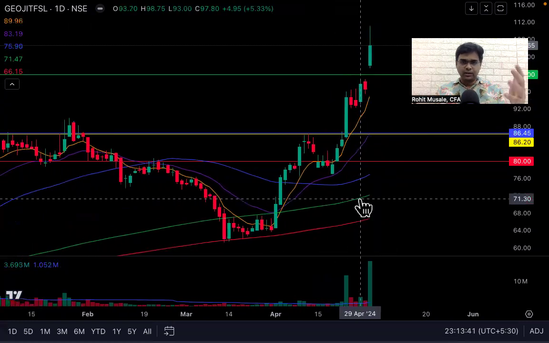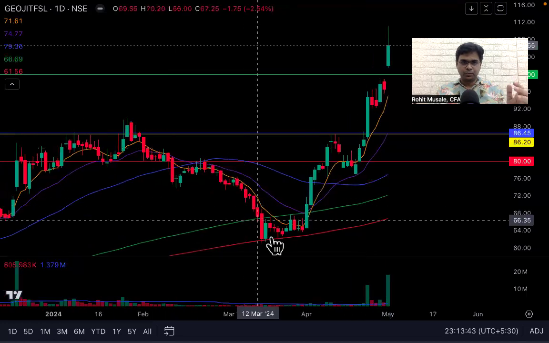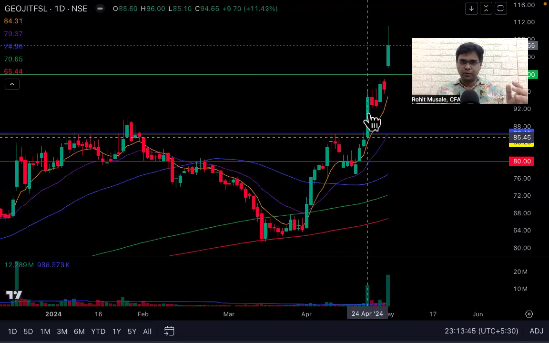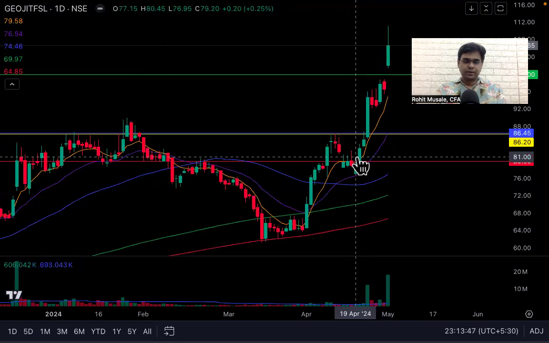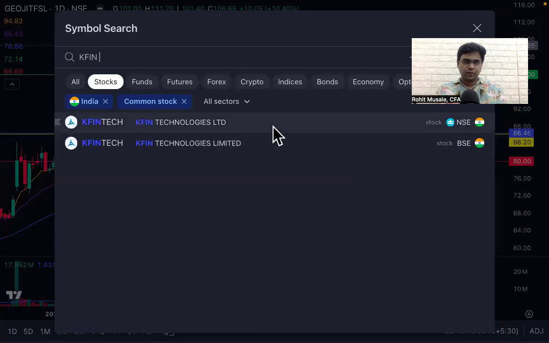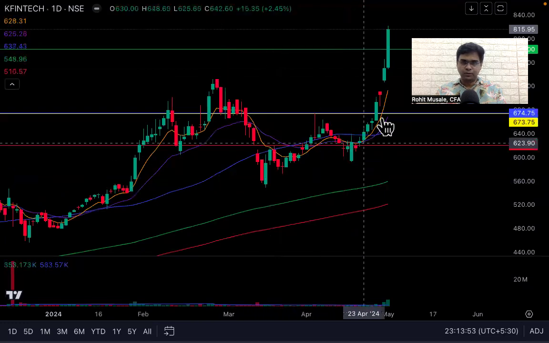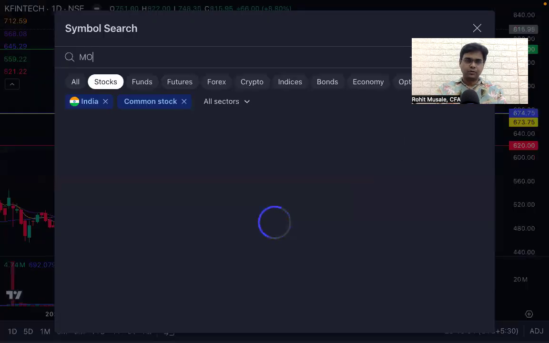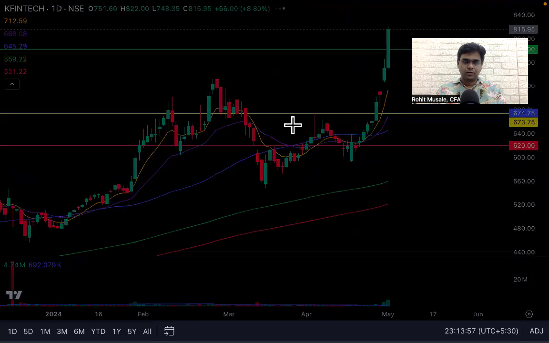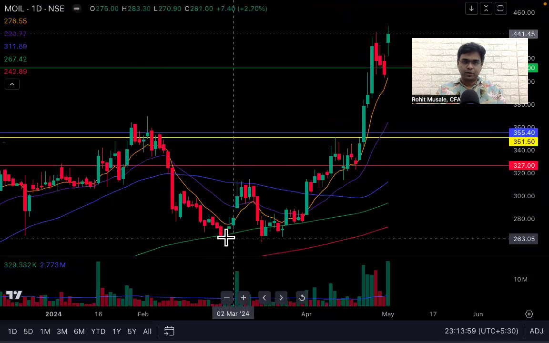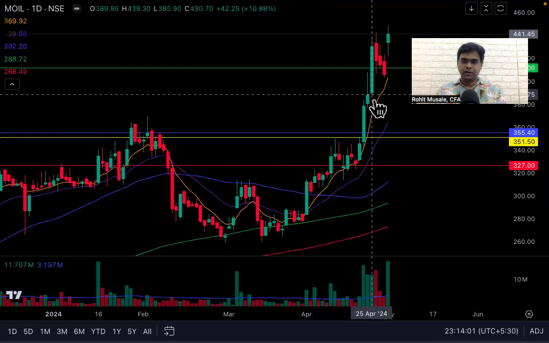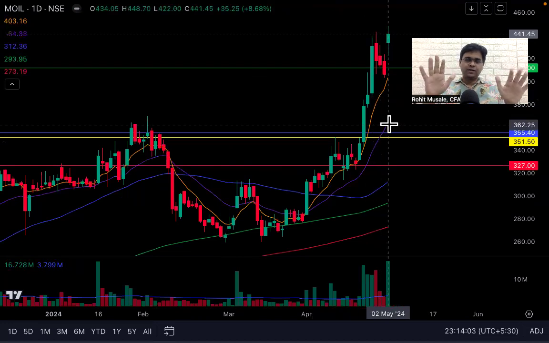And look at these three trades: 0.1, 0.2, 0.3, 0.4 breakout. Then KFin also, 4 points breakout, 0.1, 0.2, 0.3, 0.4 breakout. MOIL also, 0.1, 0.2, 0.3, 0.4 breakout. So same strategy, same everything. I'm not doing anything different on all the stocks that I have shown you.